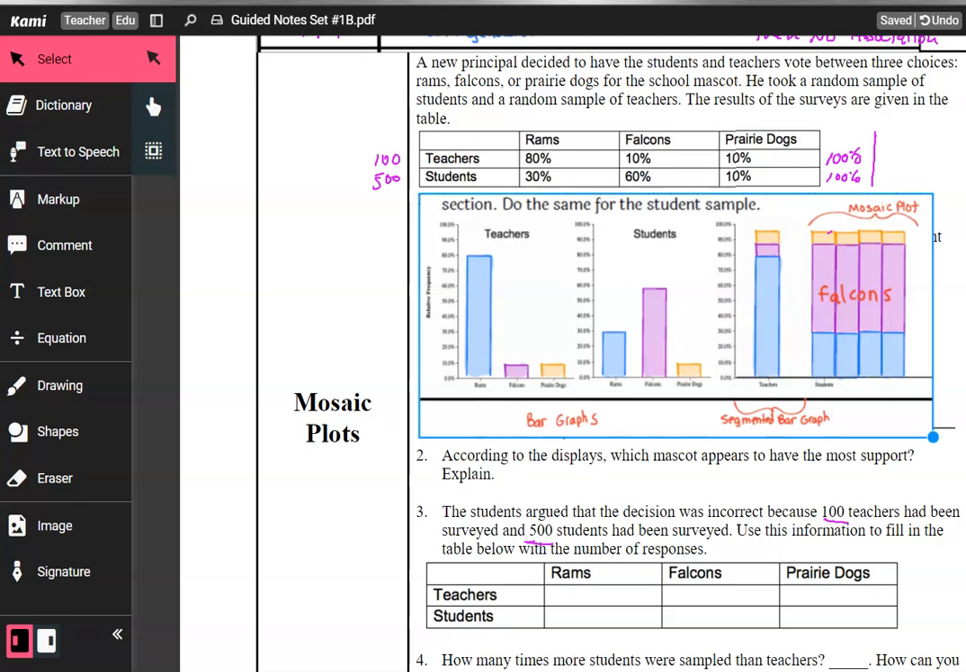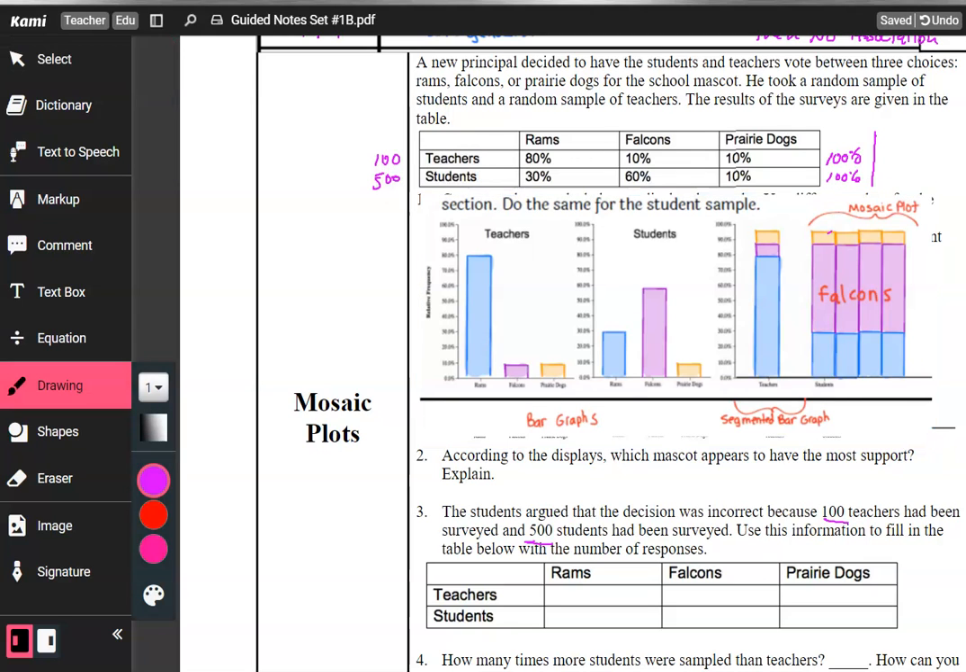For teachers, you have the relative frequency from 0 to 100. Right here, I have my labels, I have the title. Here's the Ram. The Ram goes all the way to 80%. The Falcon goes all the way to 10. And the same thing for the Prairie Dog. 80, 10, 10. And for the students it is 30, 60, 10.